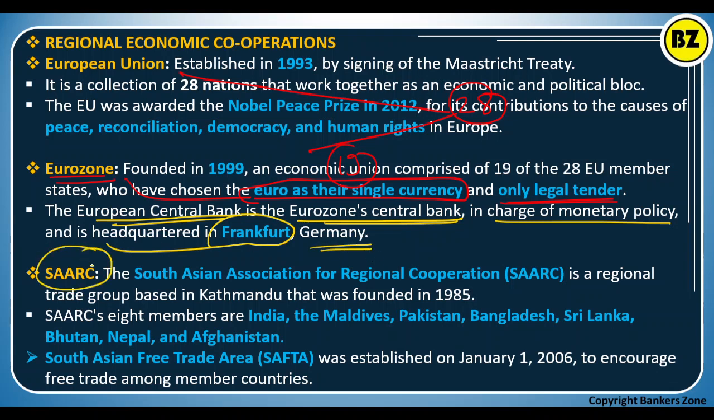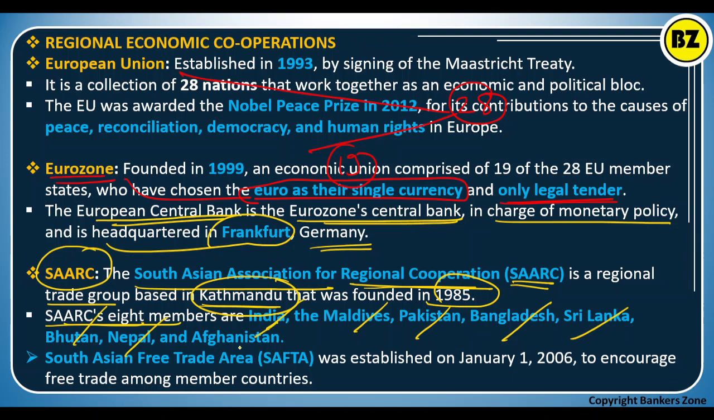What is SAARC? SAARC stands for South Asian Association of Regional Cooperation. It is a regional group for trading. It has headquarters in Kathmandu, Nepal. It was founded in 1985. It has 8 members: India, Maldives, Pakistan, Bangladesh, Sri Lanka, Bhutan, Nepal and Afghanistan. The South Asian Free Trade Agreement (SAFTA) was established on January 1st, 2006 to encourage free trade among its members.